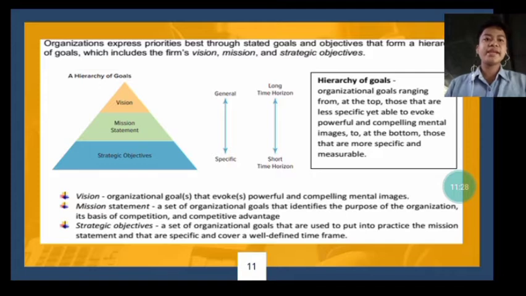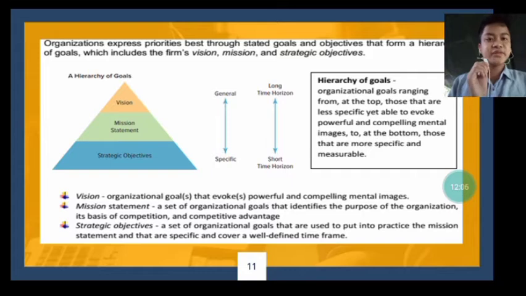Lastly, we have the hierarchy of goals in connection to ensuring coherence in strategic management. So when we say hierarchy of goals, it is the organizational goals ranging from the top management, those that are less specific yet able to evoke powerful and compelling mental images, to the bottom, those that are more specific and measurable. So under hierarchy of goals, we have the vision, mission statement, and strategic objective.